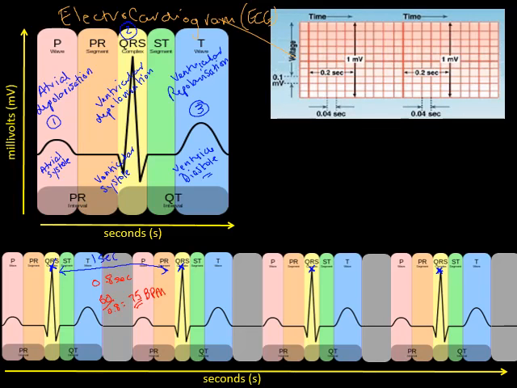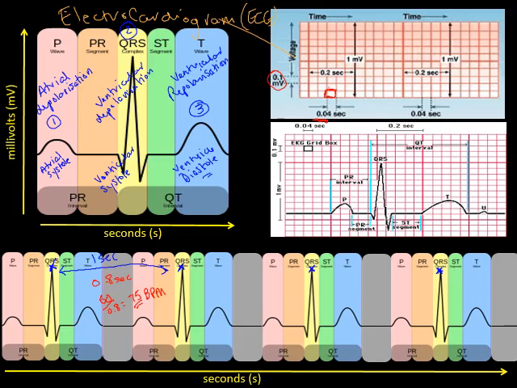Now, when you actually look at this on the ECG graph paper, you'll see little squares. Each little square represents 0.04 seconds on the x-axis, and it represents 0.1 millivolts on the y-axis. So if we look at the ECG trace again, we can then start to work out how long each of these depolarization or repolarization events takes to occur.